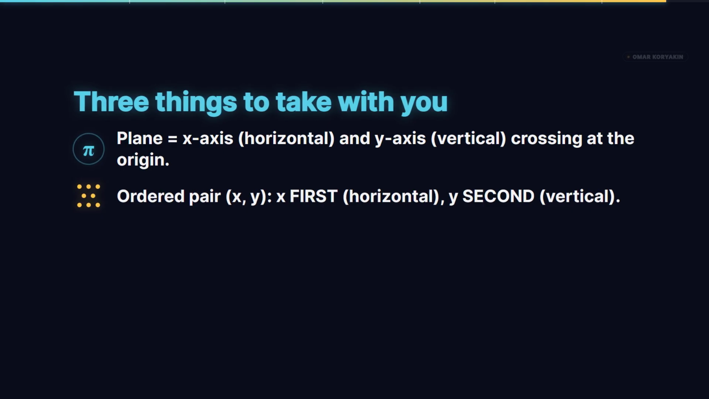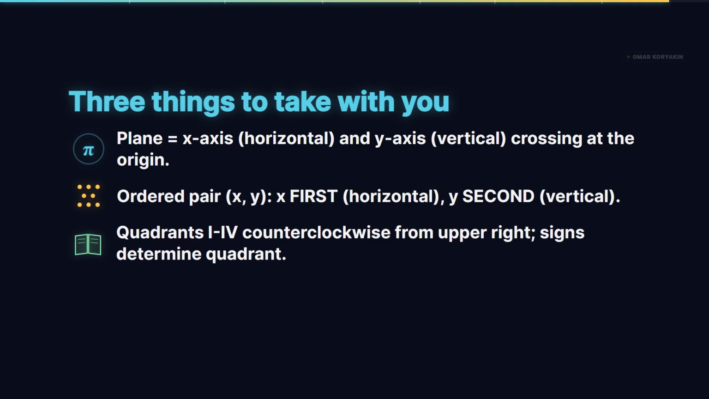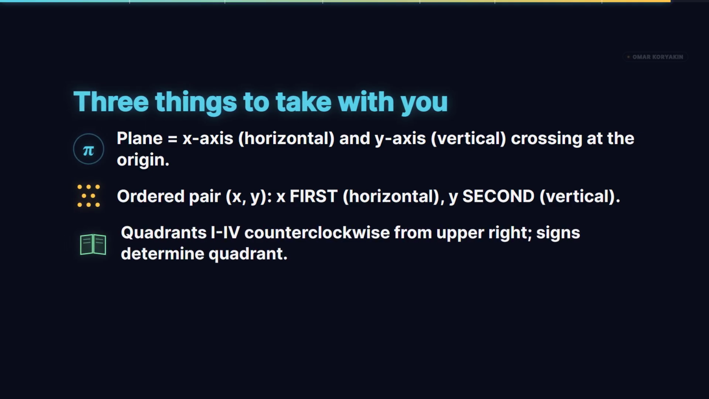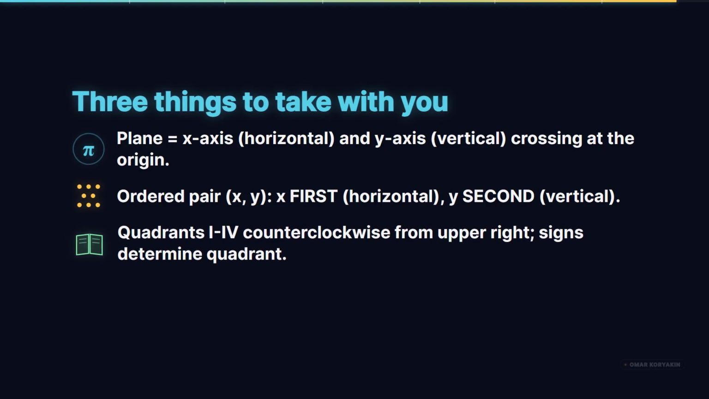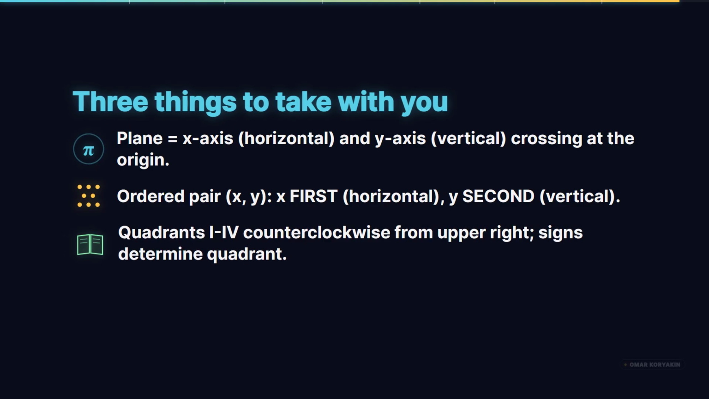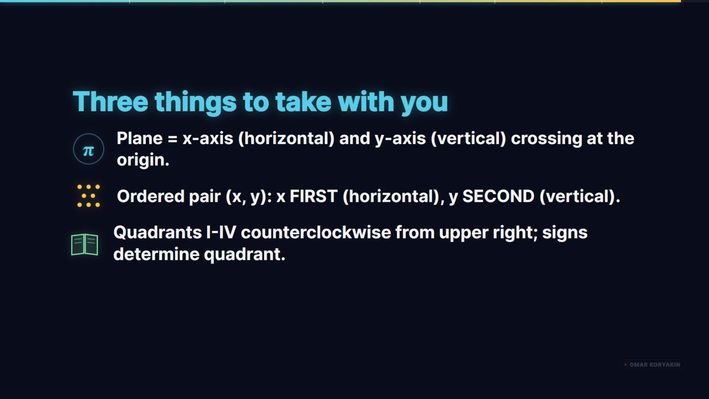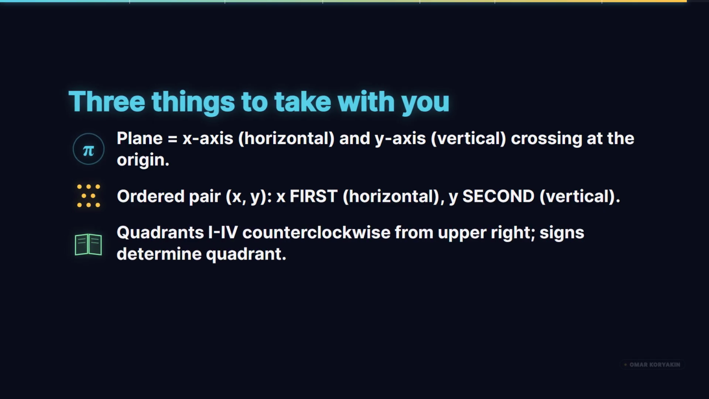Third, the two axes divide the plane into four quadrants numbered I through IV counterclockwise starting from the upper right. Quadrant 1 has both coordinates positive, Quadrant 2 has x negative and y positive, Quadrant 3 has both negative, Quadrant 4 has x positive and y negative. Memorize the sign to quadrant mapping once, and the quadrant identification becomes a one-second operation. Points on either axis itself are not in any quadrant.